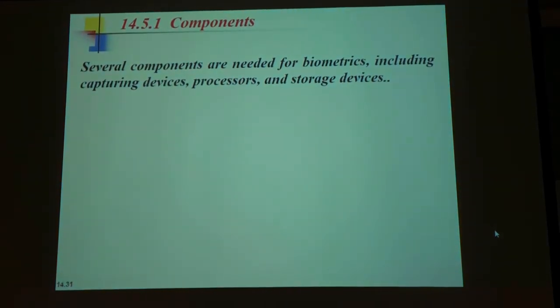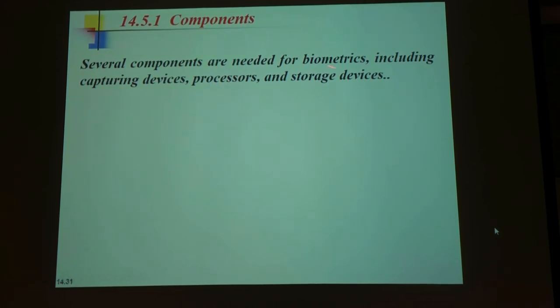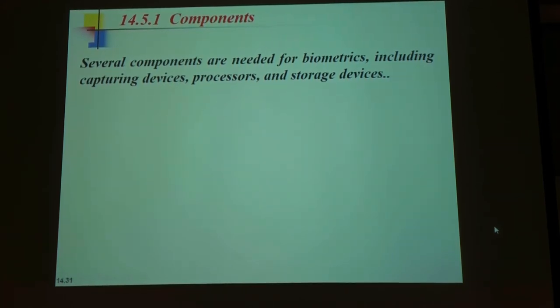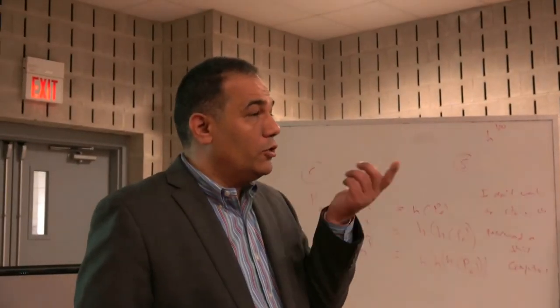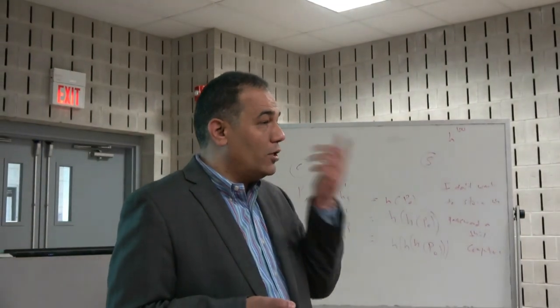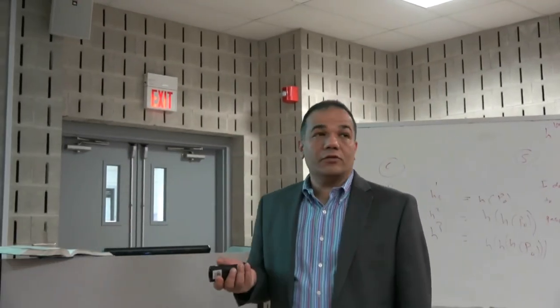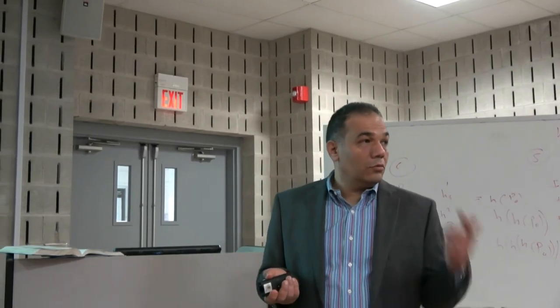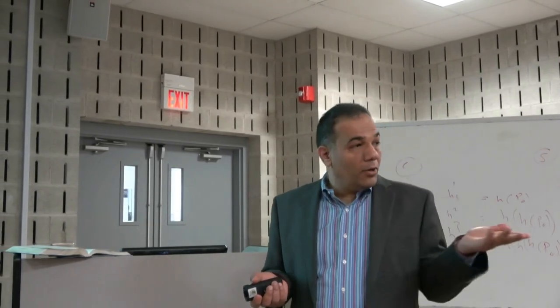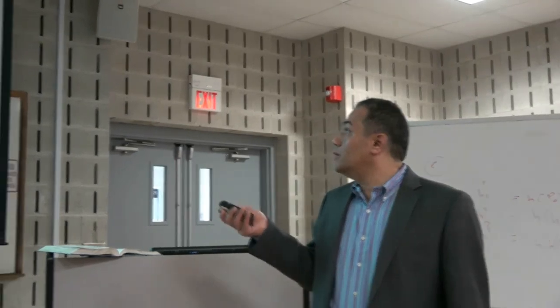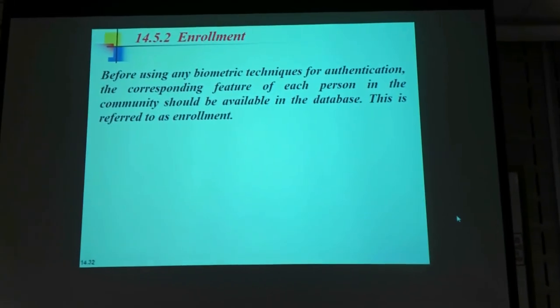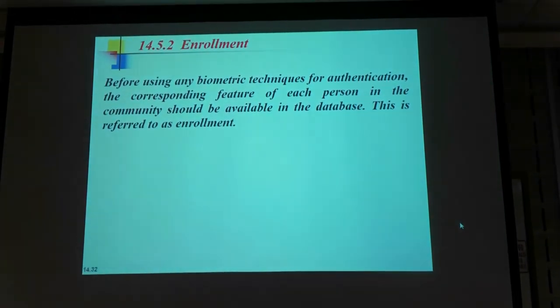Several components are needed for biometrics, including capturing devices. If you would like to use, for example, the eye signature, you have to capture it and then compare it to the database. And you have to have processors: capture, process, compare. And then storage devices. So you have to start with the enrollment to the database.